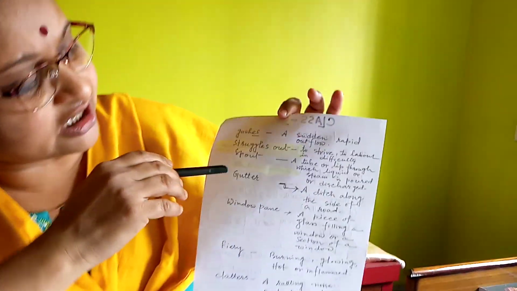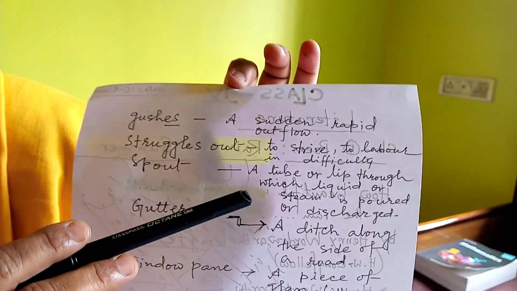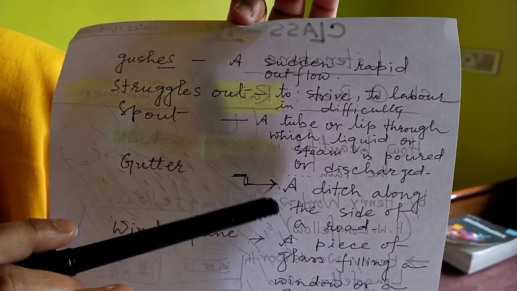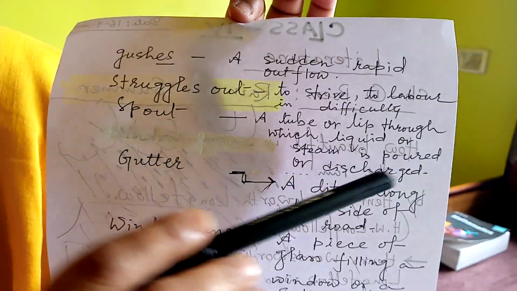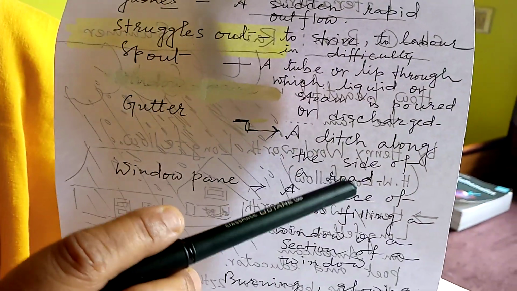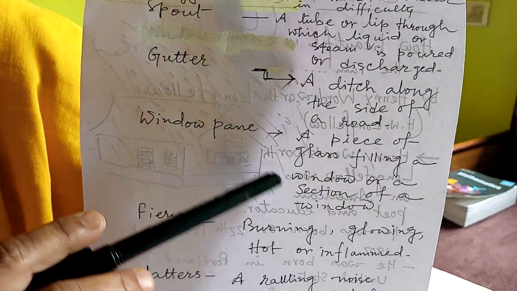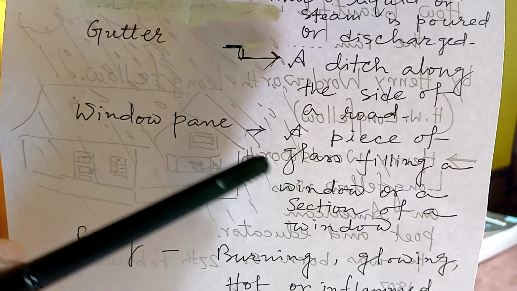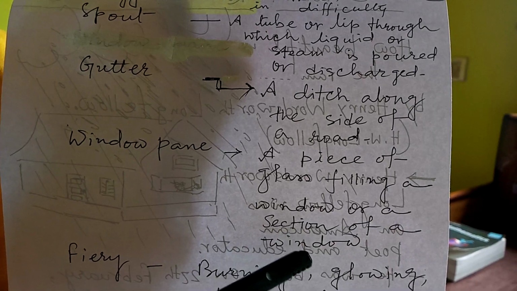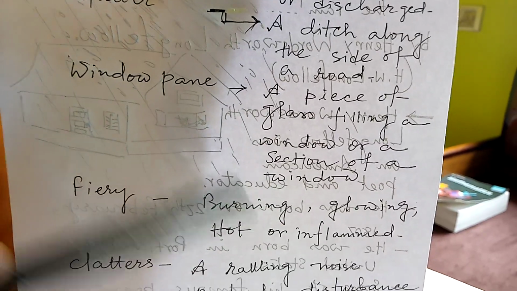Now you see here, gushes. What does it mean? A sudden rapid outflow. Struggles out. To strive, to labor in a difficulty or in a difficult situation. Now spout, a tube or lip through which liquid or steam is poured or discharged. Gutter, a ditch along the side of a road, mainly for the drainage purpose, drainage system. Window pane. You have seen in the last stanza the word window pane. Window pane is nothing, a piece of glass filling a window or a section of a window. That is called the window pane, which is totally watered through a long time rain.